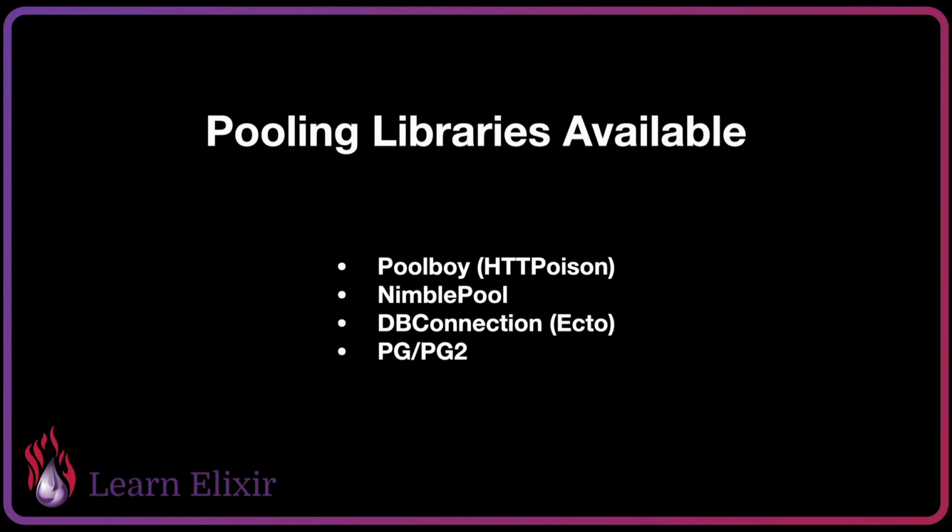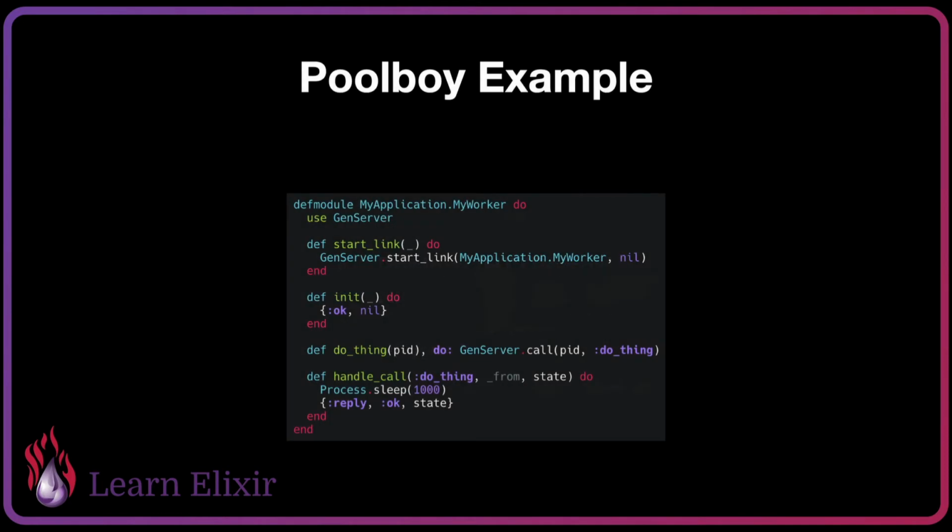Now let's go over an example of using Poolboy. So in this case, we have our MyApplication.MyWorker, which is just a simple GenServer that can use a function called doThing. This doThing is just a handle_call, which in turn sleeps for a second and just returns OK. Now this is not normally code we would write, but just to example it, pretend that we have a GenServer that takes a second to do our thing.